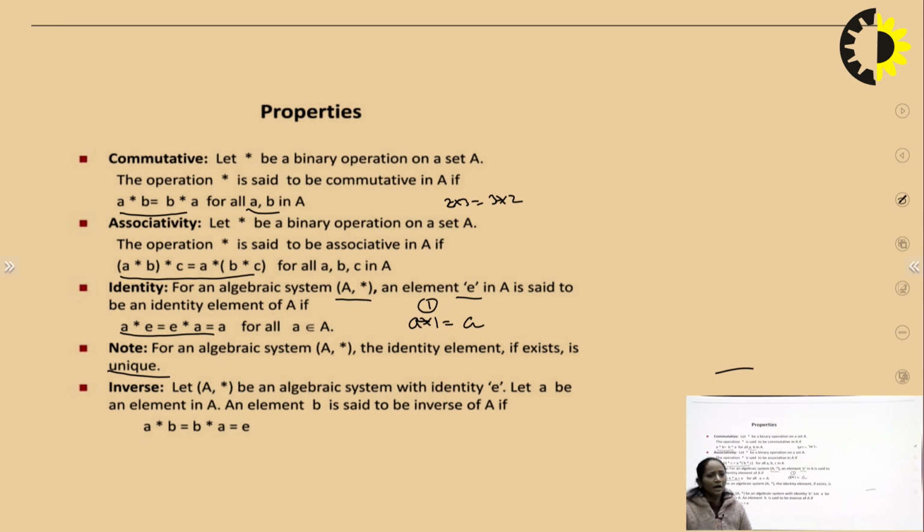Let (A, star) be an algebraic structure with the identity e, and let a be an element in A.